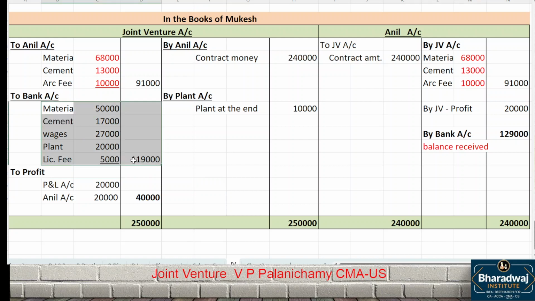For all Mukesh expenses, to bank account. For all Anil's expenses, to Anil account. Contract money is received by Anil, so by Anil account. Plant was taken over by us, by plant account.